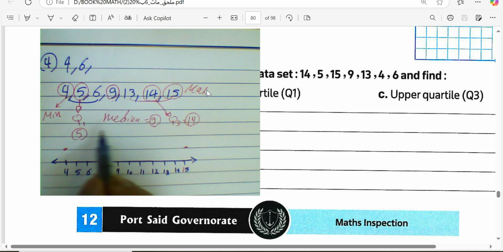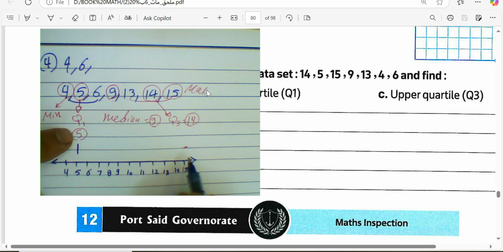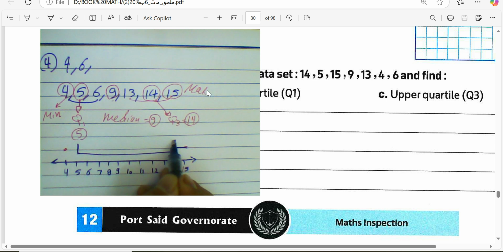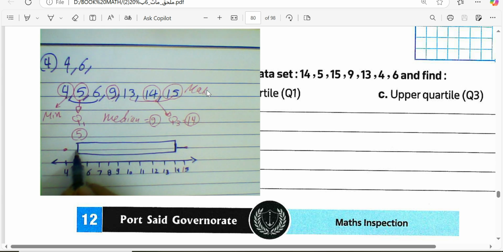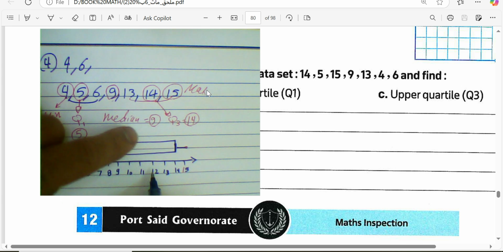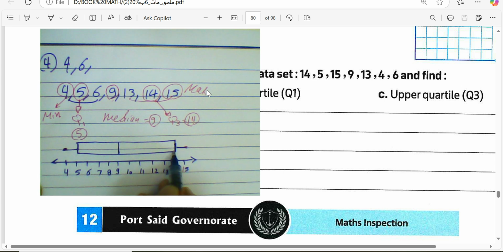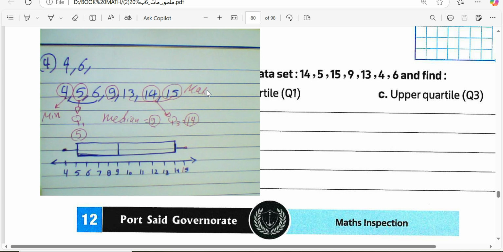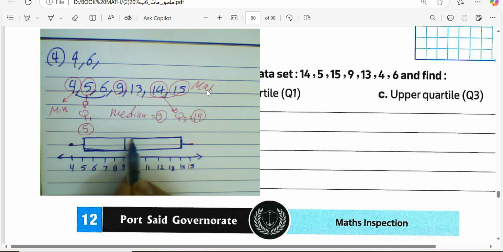And then going to quartile 1, 5, quartile 3, 14, then draw the box plot. And the median at 9 here. Okay, it's a box plot. Use the ruler to get the exact result.